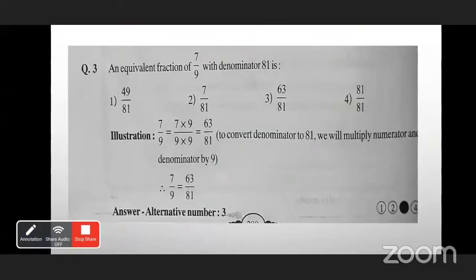See here, 7 upon 9, we multiplied both numerator and denominator by 9. Then we get 63 upon 81. To convert the denominator to 81, we will multiply numerator and denominator by 9. So the answer is the third one.